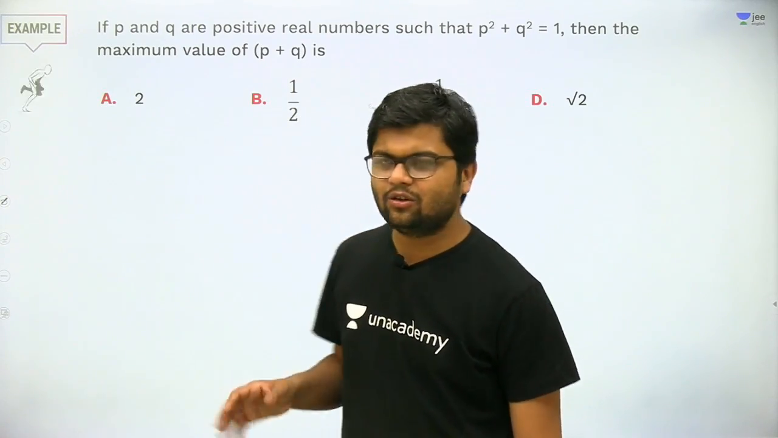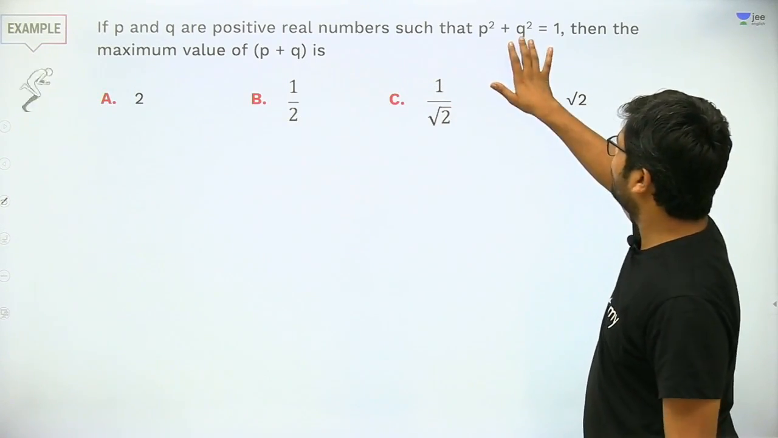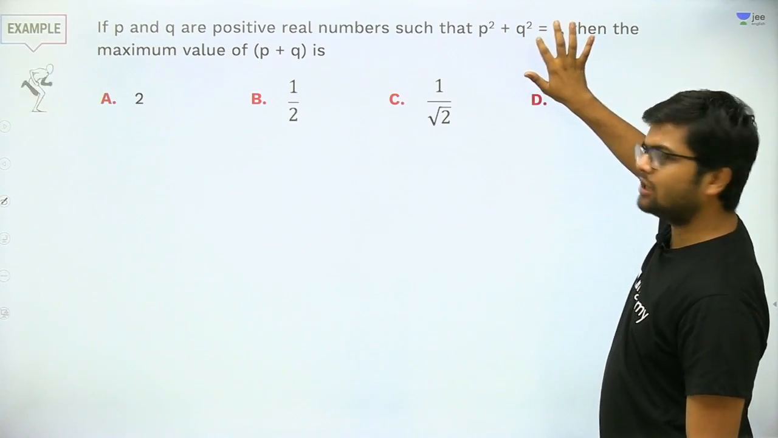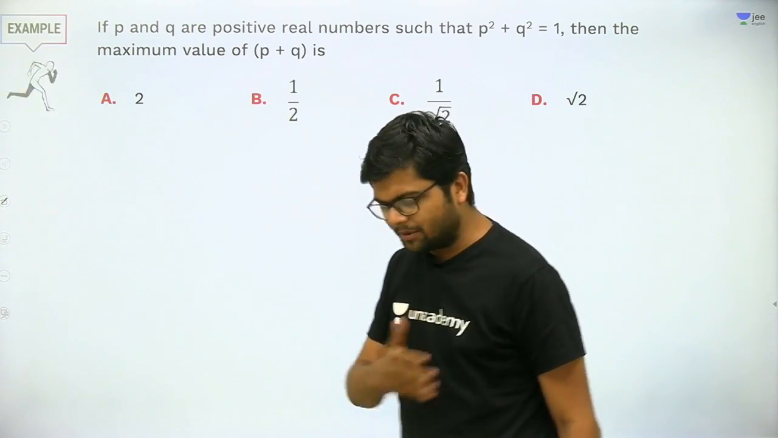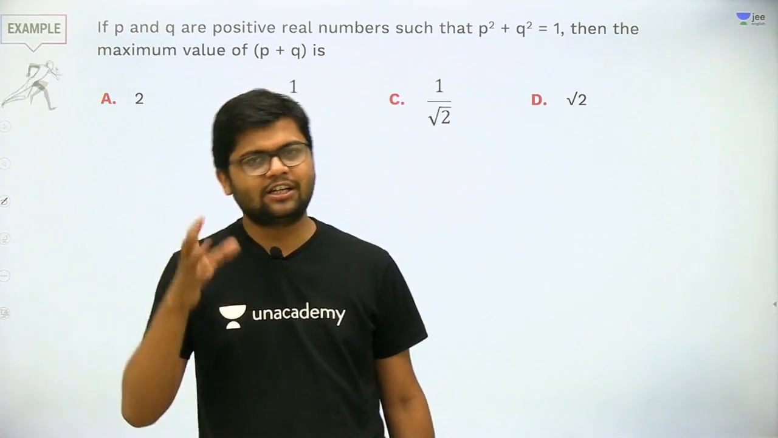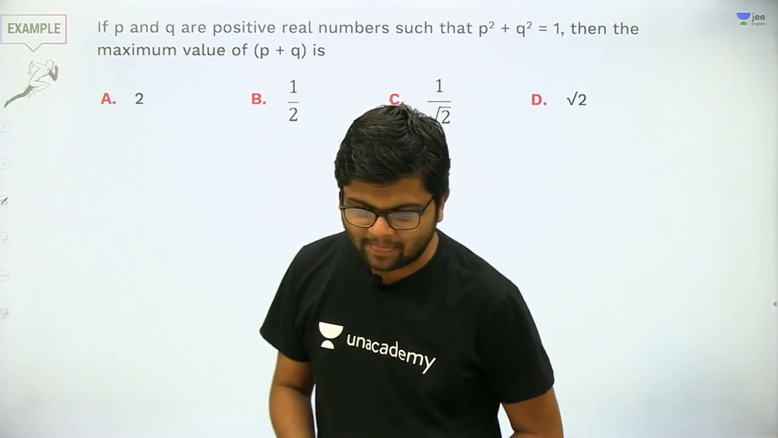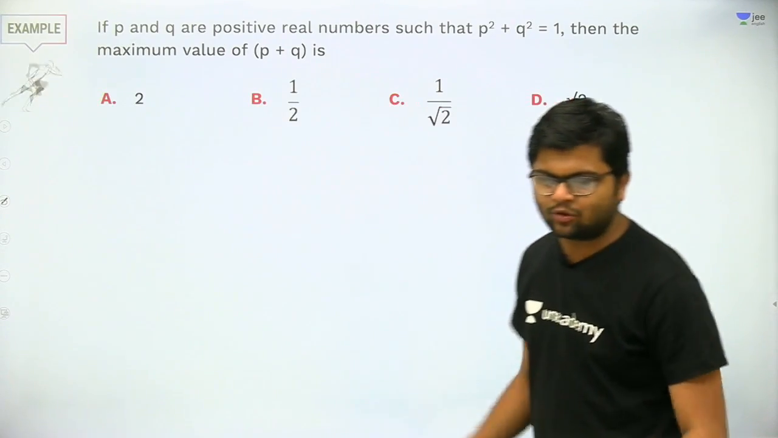Now you can easily write q square as 1 minus p square. So you can find out the value of q, put it here, then this is completely a function of p, and you can differentiate and get the answer. That is one way of doing it.